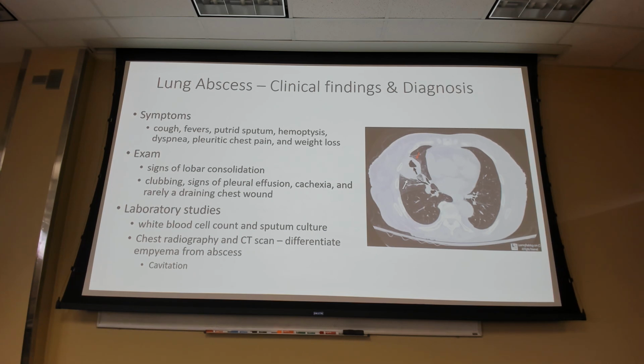And then we obviously want to run our normal laboratory studies. We want to get a CBC on them and look at their white count. If we're suspecting some sort of infectious process, we want to get a sputum culture on them. And then chest x-ray is very helpful. And then if we can get a CT scan to differentiate, because sometimes you can't see the abscess on the chest x-ray. So a lot of times you look at a CT scan with these patients.